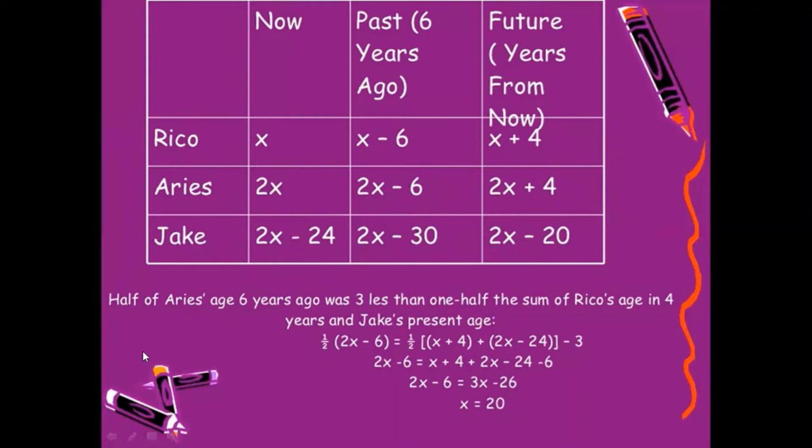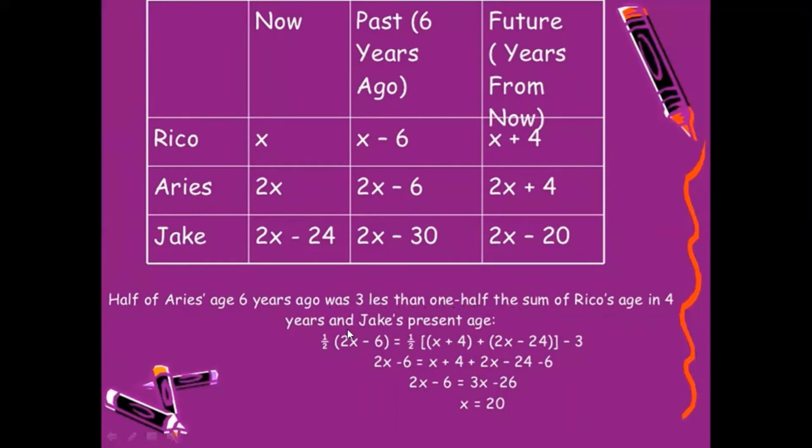Half of Aries' age 6 years ago was 3 less than... Now the second part is more complex, more mathematical in the sense. The last part of the problem is saying that half of Aries' age 6 years ago was 3 less than one half the sum of Rico's age in 4.